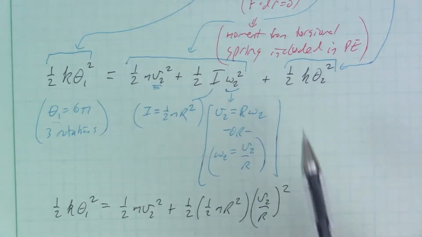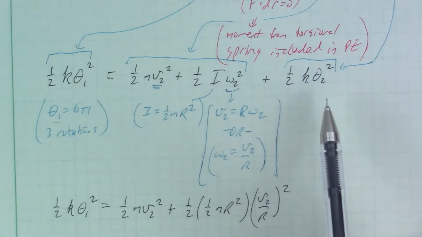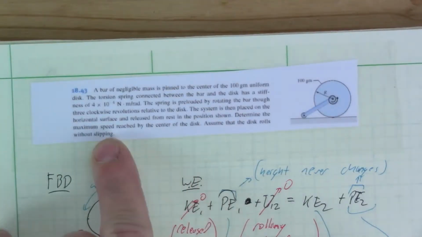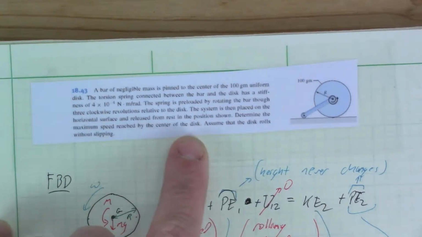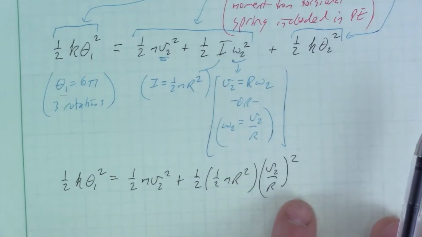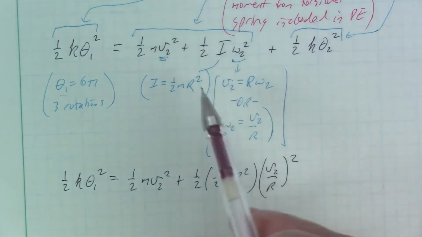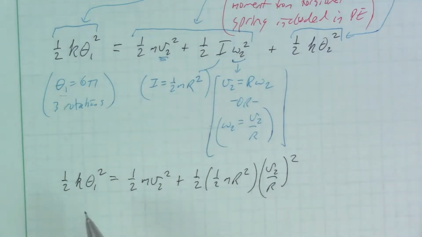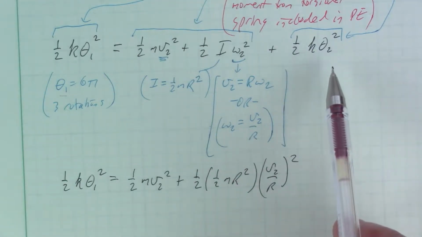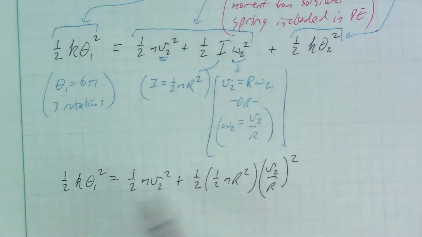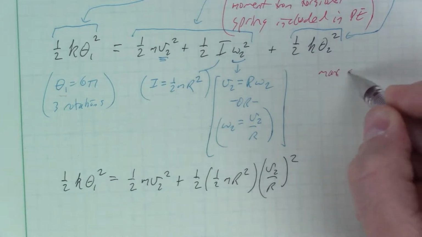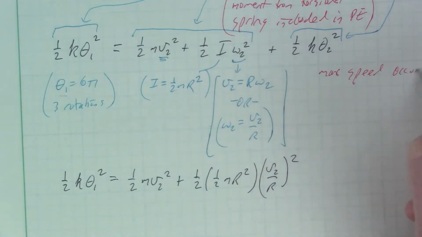Okay, now the question is, what is theta 2? This is where the max comes in. The problem statement asks for the maximum speed reached by the center of the disk. So in what ways can we maximize it? Well, this is a term that's going to be added on to the right-hand side. So when we go to solve for V2, it's going to be subtracted from the other side, and it's definitely positive because it's a squared quantity. So how to maximize something that can only have a negative contribution is to make it 0. Okay, so our max speed occurs when theta 2 equals 0.